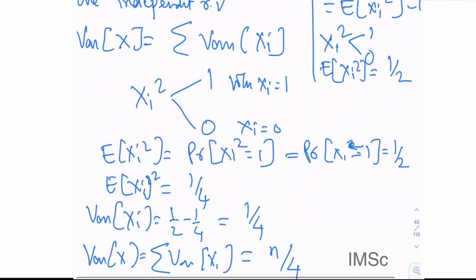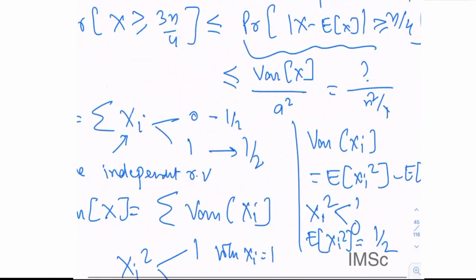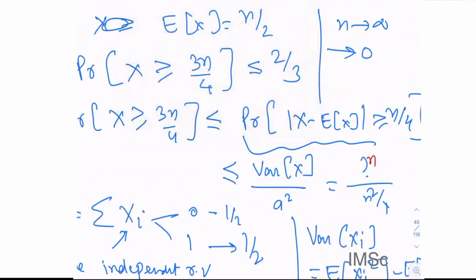Now if I substitute here n over 4, what are we going to get? N over 4, and the a was n by 4 whole square, so this was n square by 16. So what are you going to get now? You're going to get 4 over n, if I understand correctly. Yes, 4 over n. And you notice that as n tends to infinity, this goes to 0.